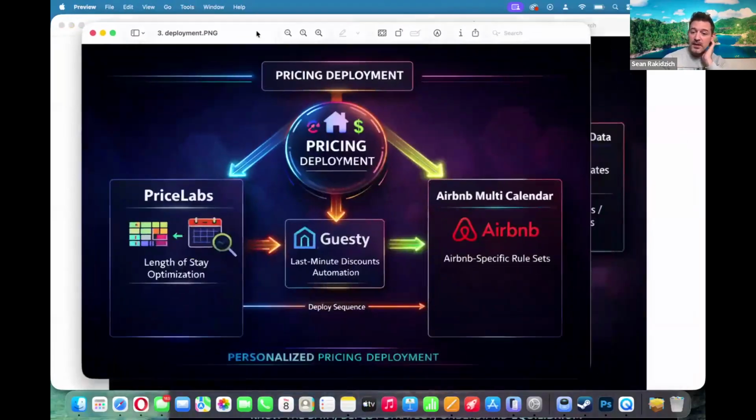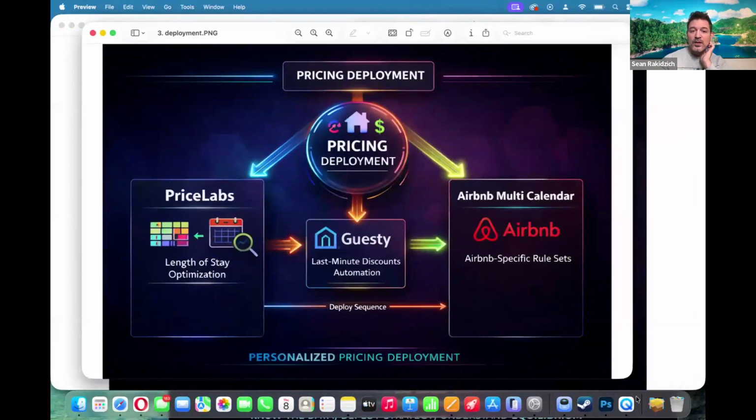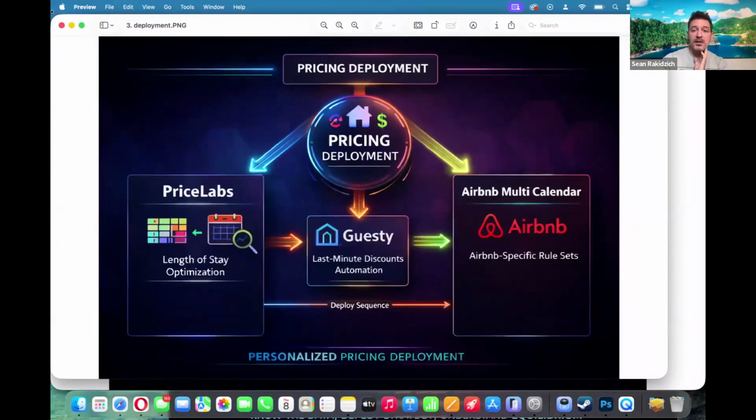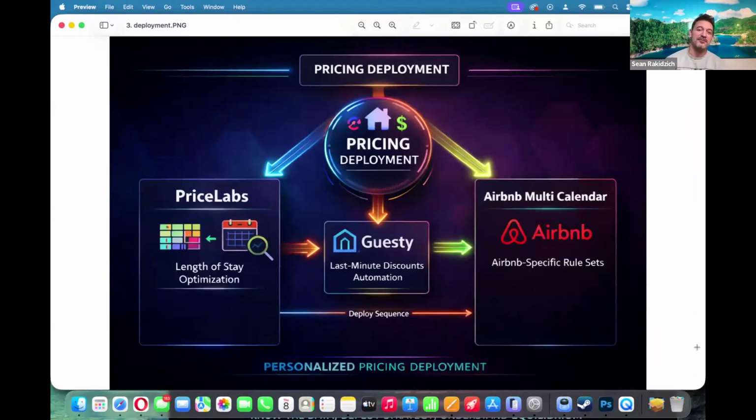Then deployment phase. When we deploy our rates, you deploy them multiple places. Now, I deploy into all three. This is a personal thing. This is how I do it. And this is not the only way to do it. You could throw dice if you wanted to, right? Everybody's got their own thing.